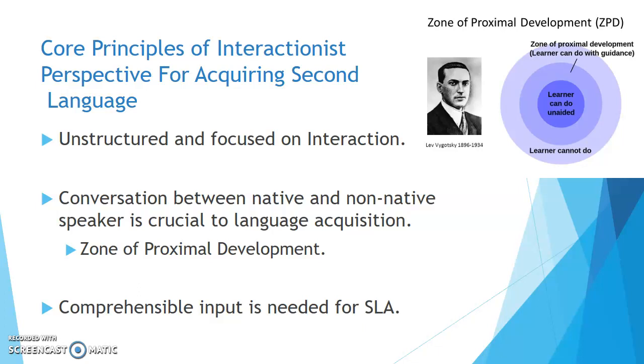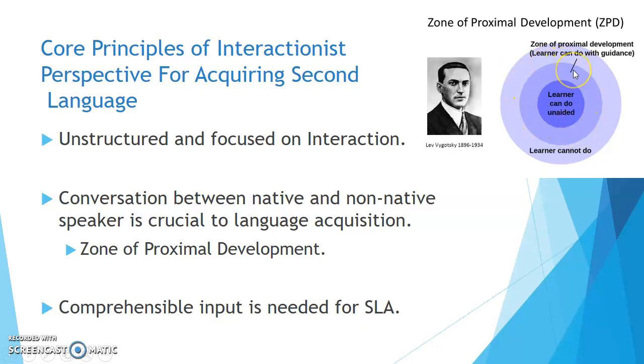Now, the core principles of interactionist perspective for acquiring a second language include the fact that language learning should be unstructured and focused on interaction. Long believed that conversations between native and non-native speakers were absolutely crucial to language acquisition. And he also believed in the zone of proximal development, which is the space between what learners can do by themselves and what learners can do with help. That's this space right here, if you can see my cursor.